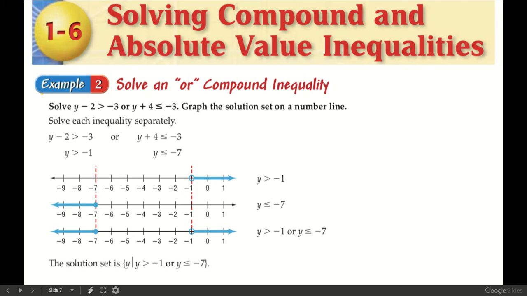Okay. So the solution set, and this is just a very formal way of writing it, the solution set is that for all values of y, y will be greater than -1 or less than or equal to -7. That's how you would read that.